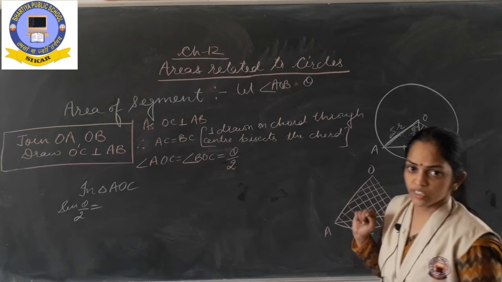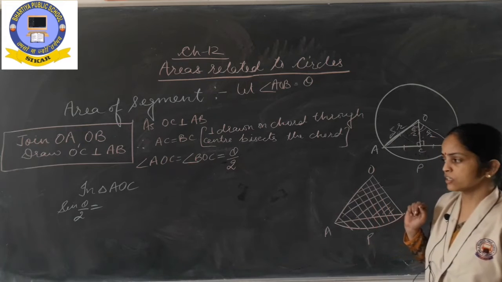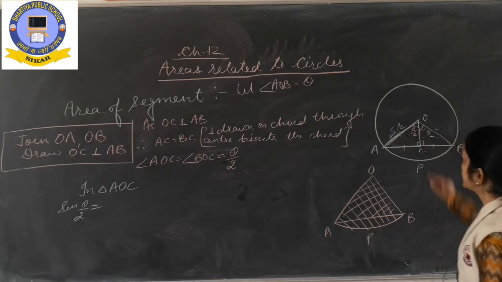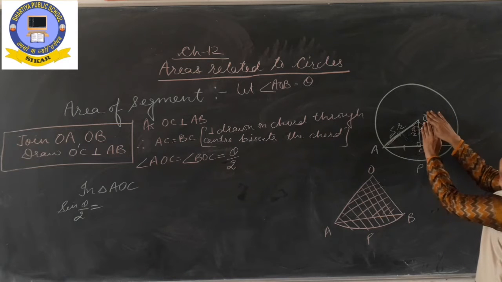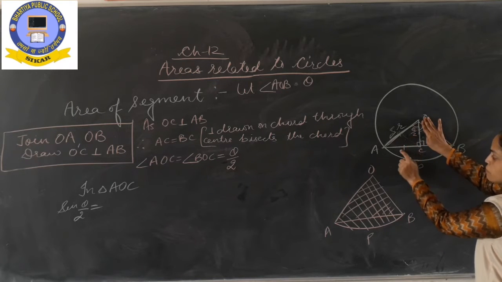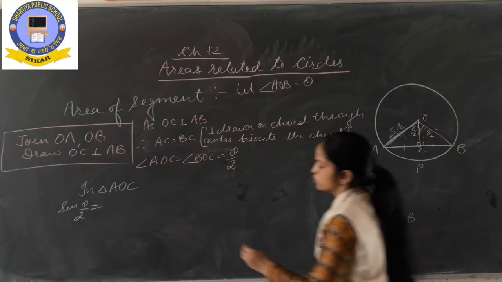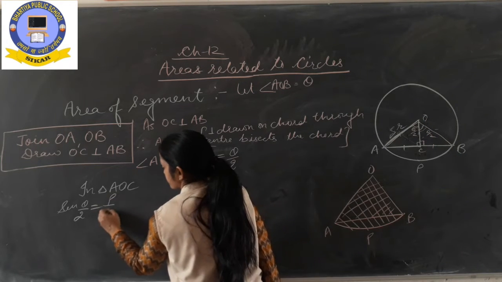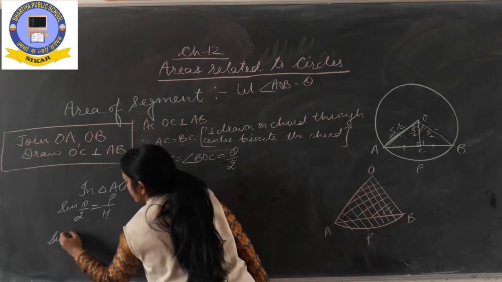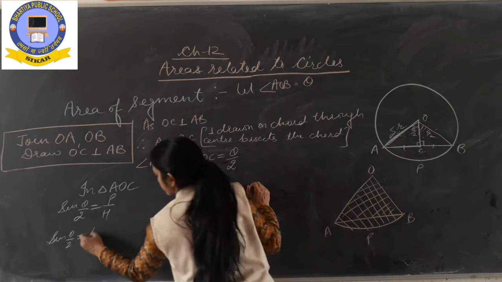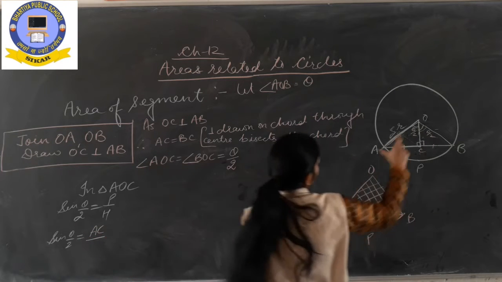Okay. So now see, in triangle AOC, for the acute angle, sin theta upon 2 is equal to perpendicular upon hypotenuse. Have you remembered all the formulas? Have you learnt all the formulas? Please learn them now. Okay. Now sin theta by 2, in this triangle only we will work. Sin theta upon 2 is equal to perpendicular upon hypotenuse. Now apply the formula. So sin theta upon 2 is equal to AC over OA, as the perpendicular is AC and the hypotenuse is OA.